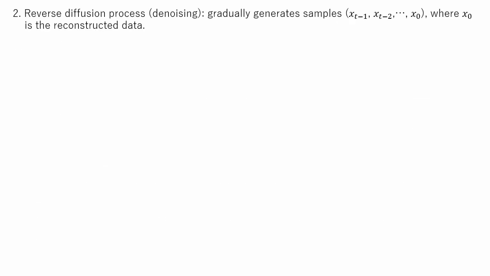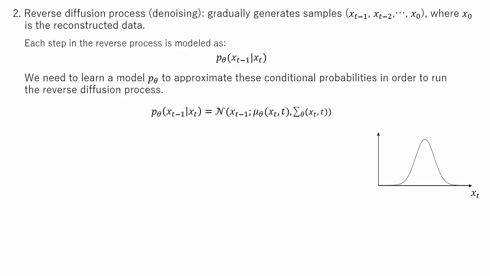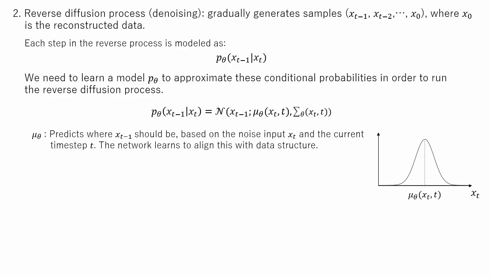Now let's see reverse diffusion process. This process is also called denoising. This process reconstructs data from Gaussian noise. Each step in the reverse process is modeled as this. We need to learn a model p theta to approximate these conditional probabilities in order to run the reverse diffusion process. Middle term predicts where the next denoised sample should be, based on the current noise input and time step. The network learns to align this with data structure.